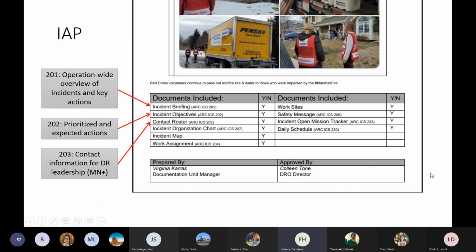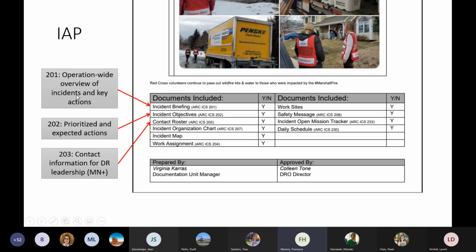So let's talk about what's in the incident action plan. And I'm still just showing the very front page of the incident action plan. These documents can be quite large, but you essentially have a menu of items in the front of the page. And those that are indicated as Y say that, yes, this document is in fact included. Those that say N mean the document is not included.